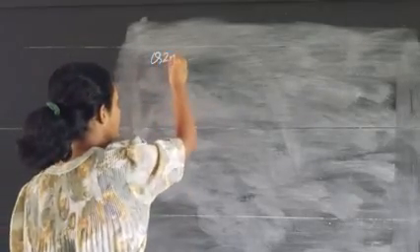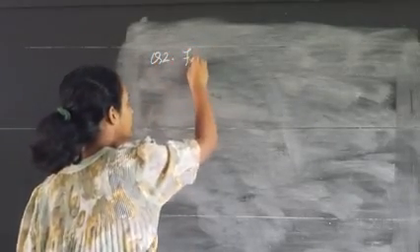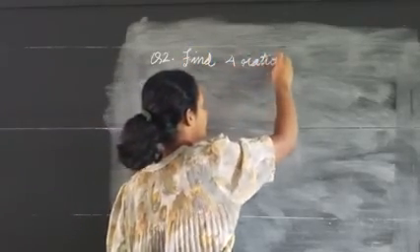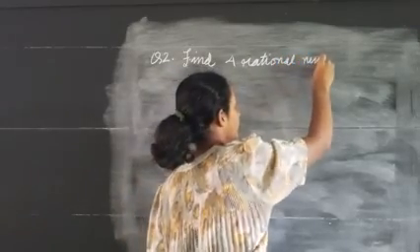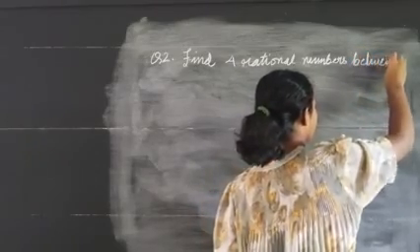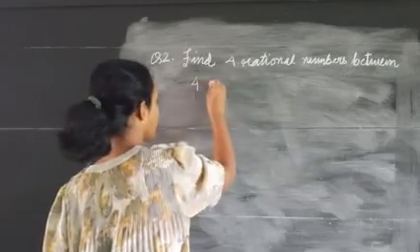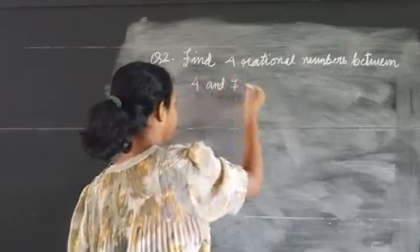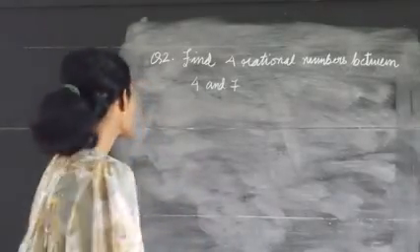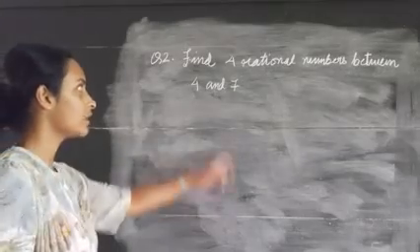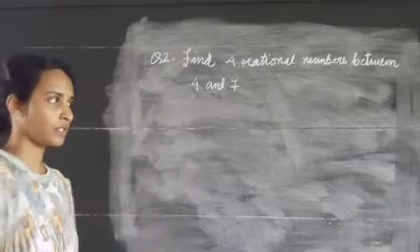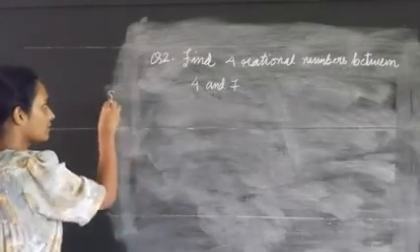Suppose, question number 2. I need to find 4 rational numbers between 4 and 7. Okay? Let's make that method clearer by taking some more examples, right? Now look at 4 and 7. What are we supposed to find? We are supposed to find 4 rational numbers between 4 and 7. So, solution.